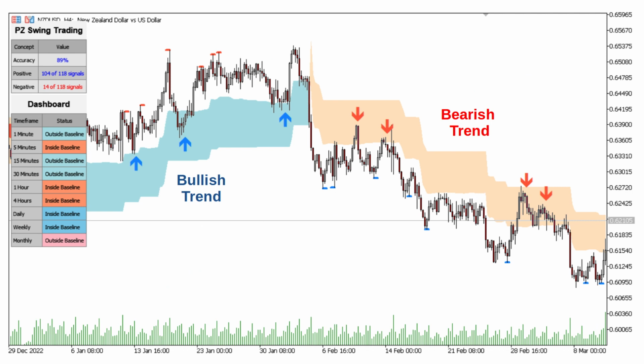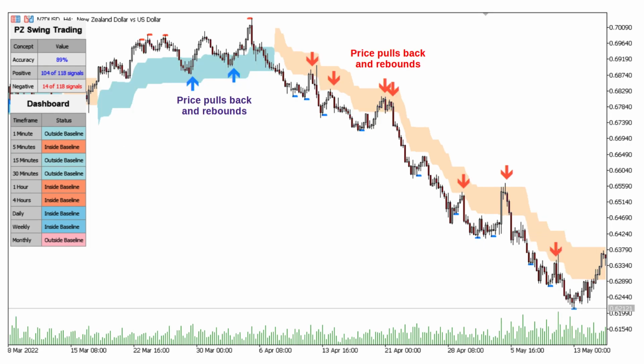The color of the price band represents the trend direction. A blue band means the trend is bullish, and a red band means the trend is bearish. Trades are signaled when the price pulls back into the baseline and rebounds out of it.